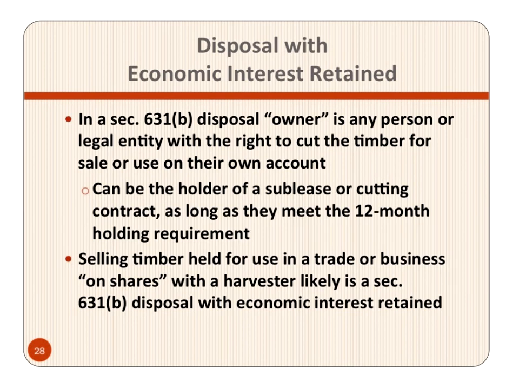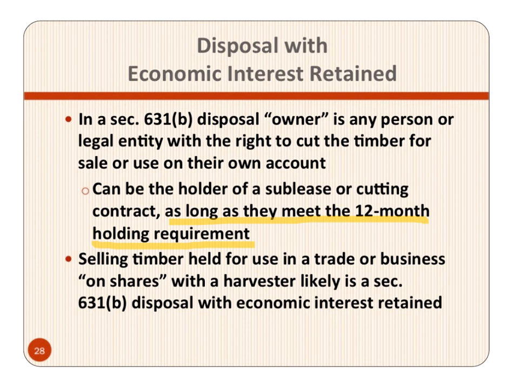In a Section 631(b) disposal, the owner is any person or legal entity who has the right to cut the timber for sale or use on their own account. So it can be the holder of a sublease or cutting contract, as long as they meet that more than 12-month holding requirement. The original owner could qualify for a 631(b) disposal, and then the person they sell it to also could, if the contract lets them hold on to the timber, not cutting it, for more than 12 months.